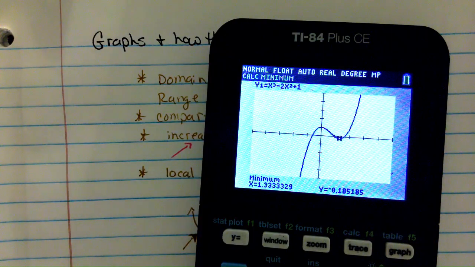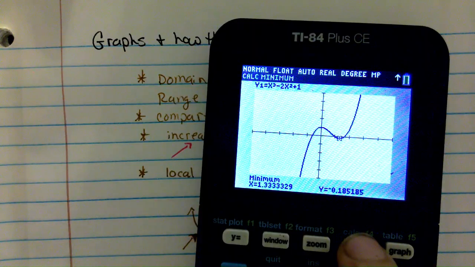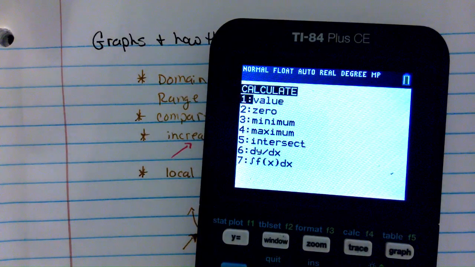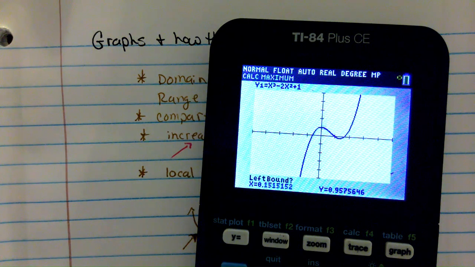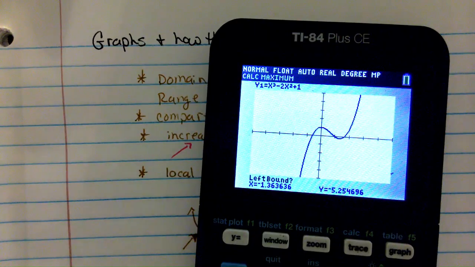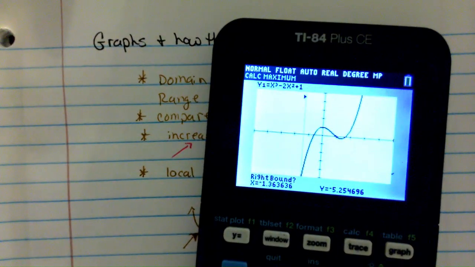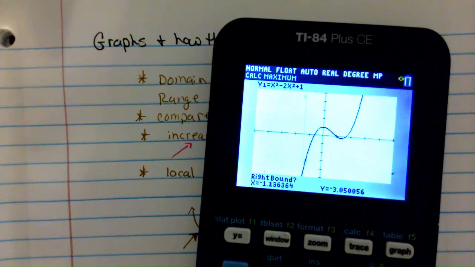We can do it very simply. So I'm going to blue button, trace button. And this time we're going to go maximum, so that would be number 4. Now I have to get to the left of my maximum. So now I'm left of my maximum. I don't care how far left you are, right? I went very far left. Now I have to get right.